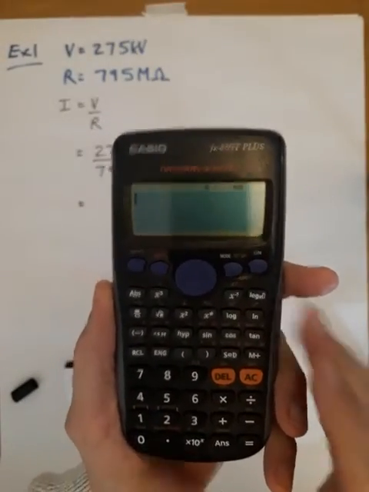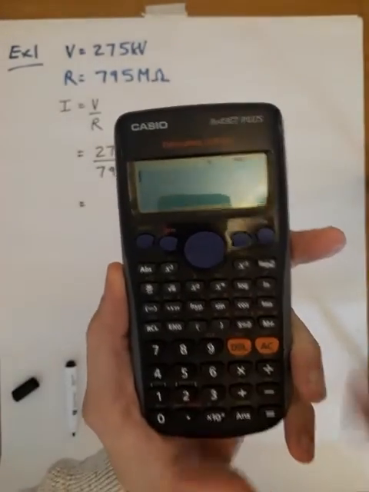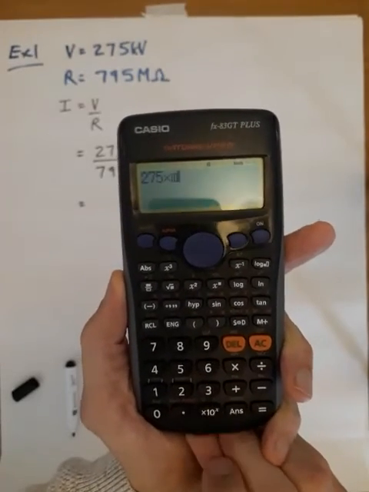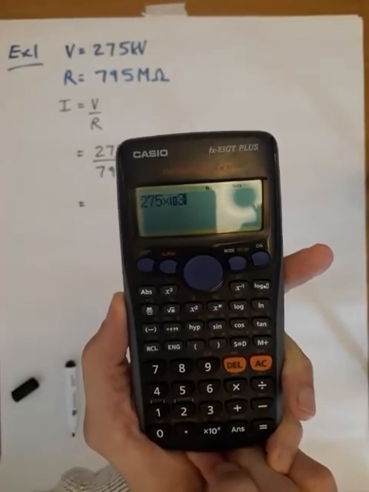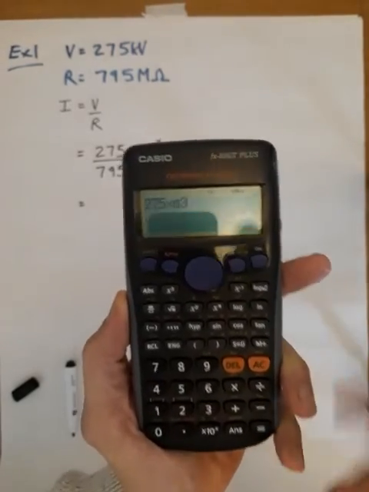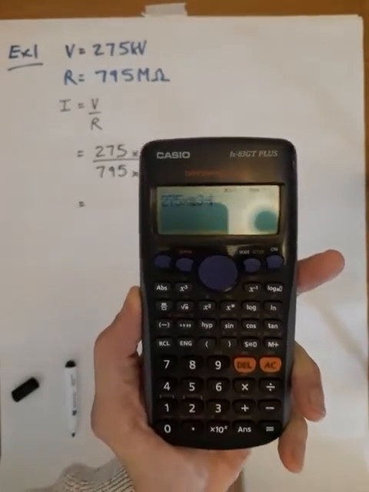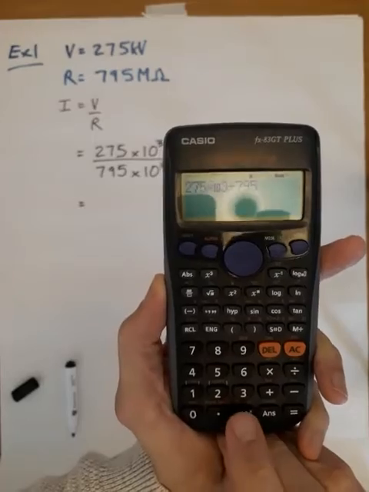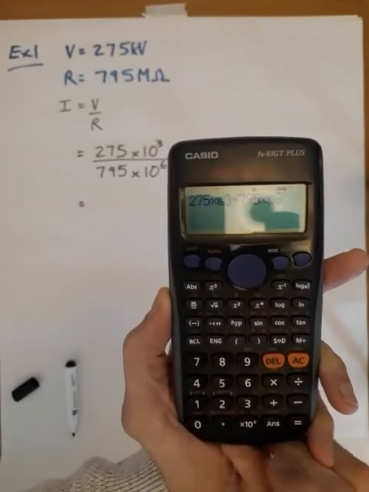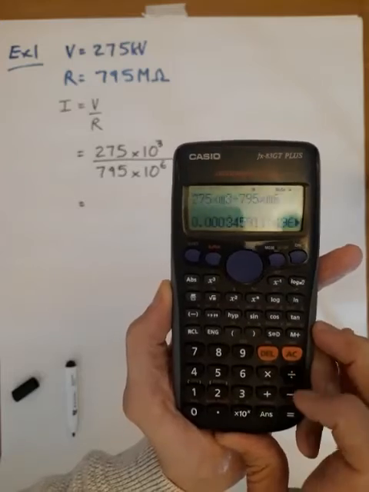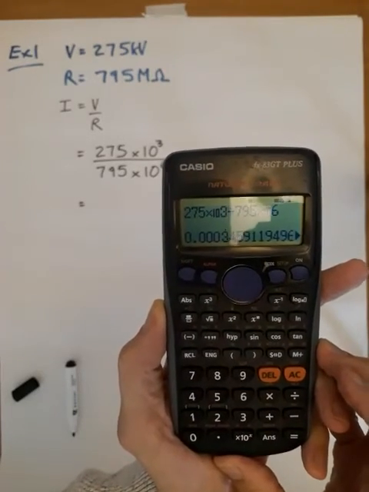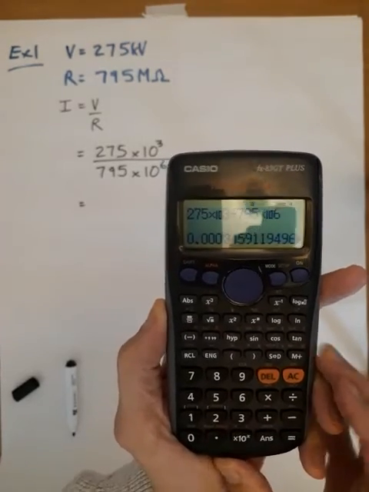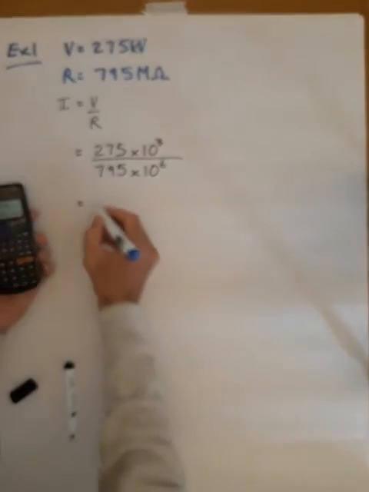So 275 times 10 to the 3. We want 275, this is the key button, times 10 to the 3. And look how the display is representing that. Divided by, the next number was 795 times 10 to the 6. 795 times 10 to the 6 equals, so we've got the answer of 0.000345.